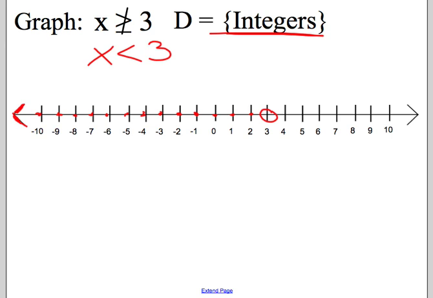Would you have to put an open circle around 3? Meaning, would we even have to highlight 3 at all? No, because we just want the values that are less than 3, the integers that are less than 3. So we wouldn't even have to show that. If you did, I wouldn't count that wrong. But you wouldn't have to put it on there. Okay? Does that make sense? See how that domain limits what you can graph?